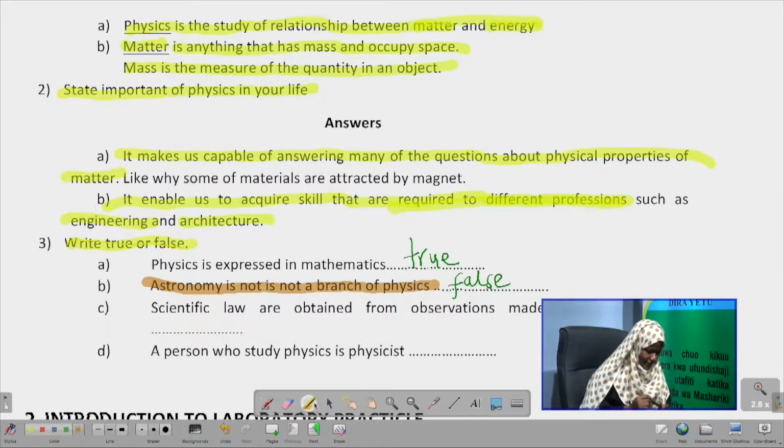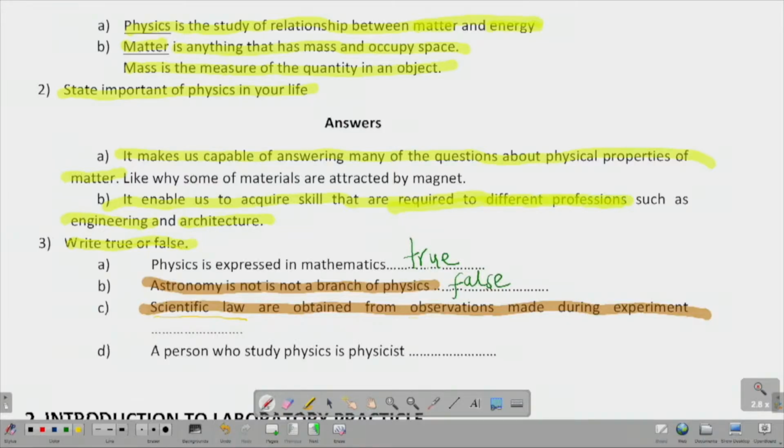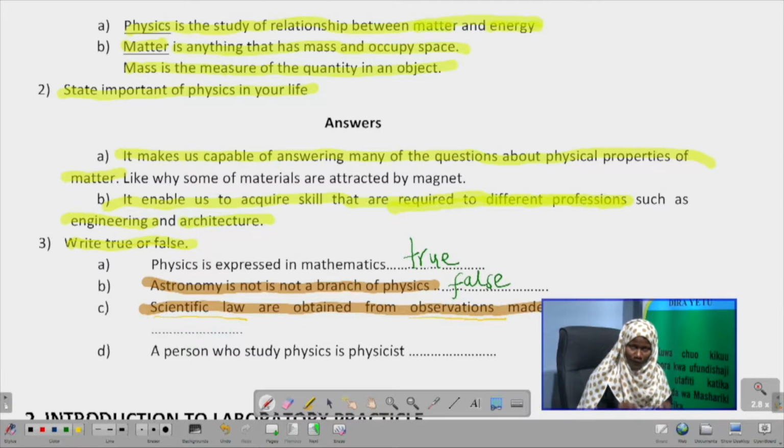Great. Let's continue. Number C here says scientific laws are obtained from observations made during experiments. Okay, so here we have three terms: scientific laws, observations, and experiment. In order to answer this question, we need to know what these words mean so that we can know if the statement is true or false.